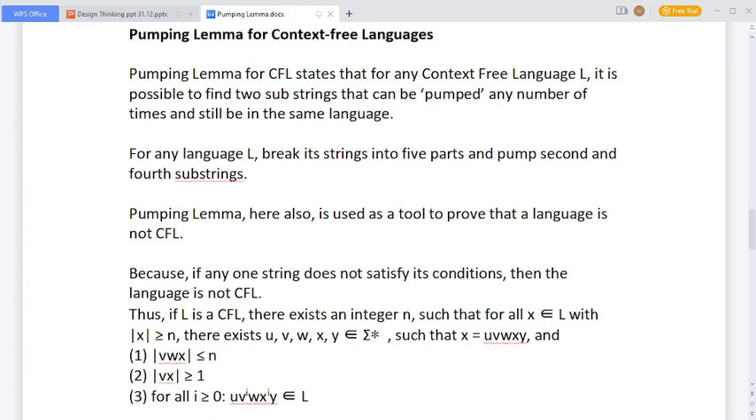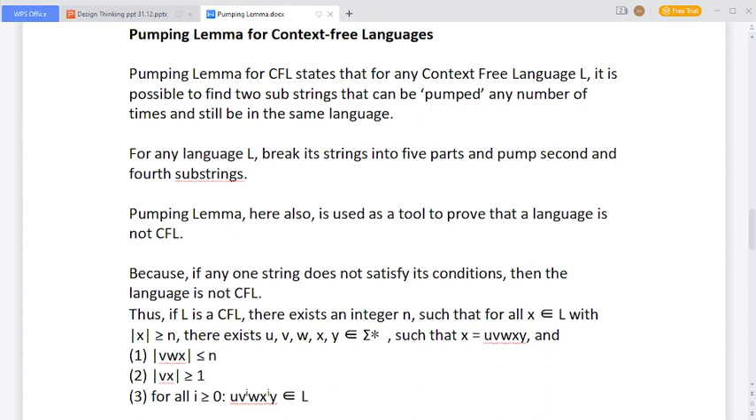It is also proved that the context-free language is split into 5 subdivisions. In this, 2 substrings are pumped any number of times, that is the second and fourth. For example, you can take it as u, v, x, y. Here v will be pumped any number of times, x is also going to be pumped any number of times, and it is still in the same language. So this should be satisfied, then only it is a context-free language.